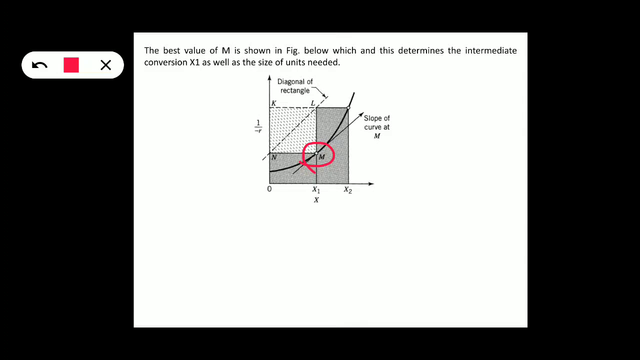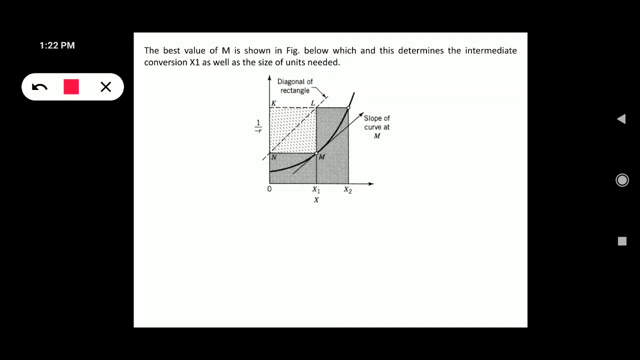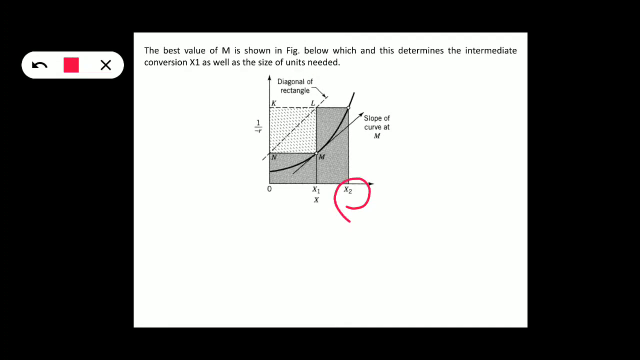If I can decide point x1, then I can find the size of reactor 1 and the size of reactor 2. This is called maximization of the rectangle. If I find x1 in such a way that this is a square, then I get the minimum possible volume for reactor 1 and reactor 2. Only then can I say we get the same conversion, x2, for this system with the minimum size of reactor.